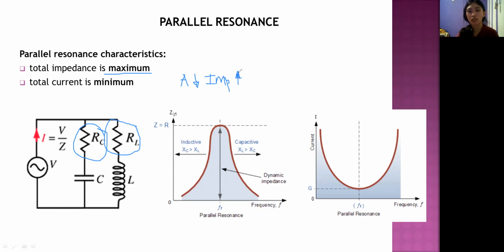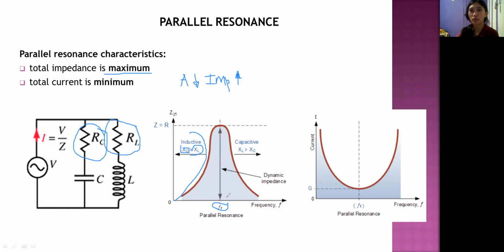So why is that so? Here, let's take the consideration of the graph. If the frequency is lesser than the resonant frequency, that would mean that the capacitive reactance would be greater than the inductive reactance, and this part here would operate in an inductive way. The same is true for the other side.